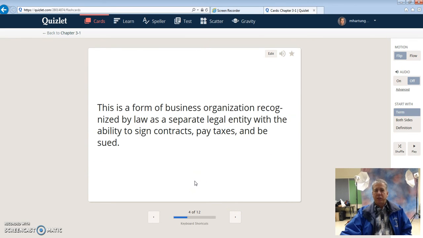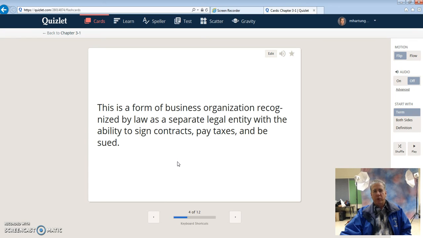This is a form of business organization recognized by law as a separate legal entity with the ability to sign contracts, pay taxes, and be sued. And this is an example of a corporation. As far as the government's concerned, the corporation is a living person, and the corporation pays taxes, and they can be taken to court and sued in court.